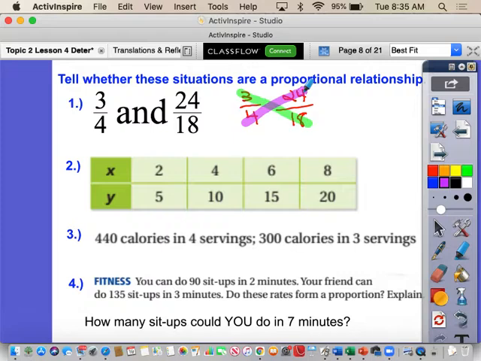24. Okay, so let's multiply those cross products. So 3 times 18 would give me what? 54. And 4 times 24 is going to give me? 96. All right, so are those cross products equal? No. And if they're not equal, are those ratios going to be proportional? No. So those two ratios would not be proportional.